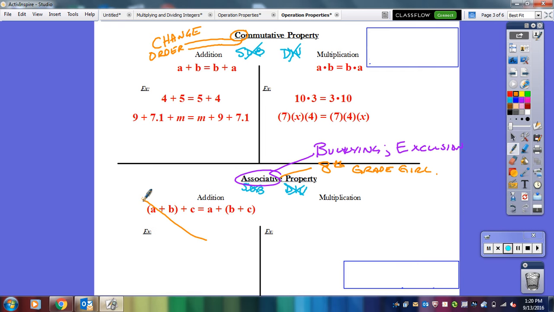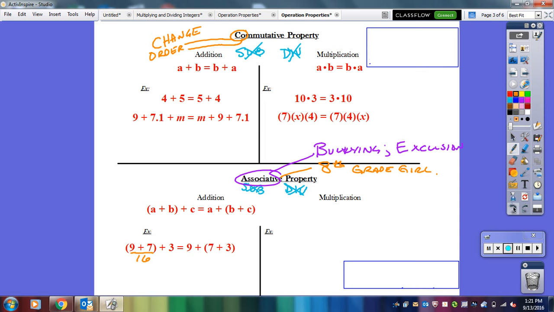If we look at an example with numbers, I want to remind you that it has to be true. And here's what I'm saying. These parentheses dictate the order of operations. So first I do 9 plus 7, which is 16, plus 3, which is 19. On the right-hand side, 7 plus 3 comes first, which is 10, and 9 plus 10 is also 19. They have to be true. If it was not true, it would not be one of the properties.